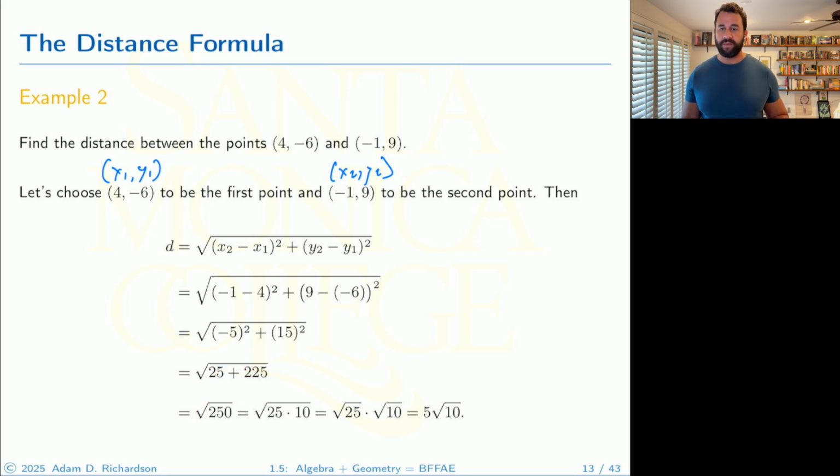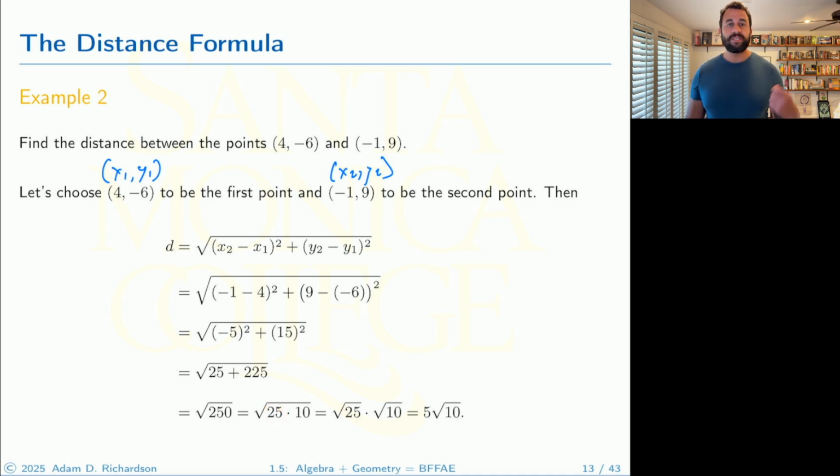Now, a little note that I'll make here. At this point, it's pretty much solved. The distance between those 2 points is the square root of 250. But you could simplify that radical a little bit more because this number contains a perfect square factor. In particular, it has the number 25 baked into it as a factor.